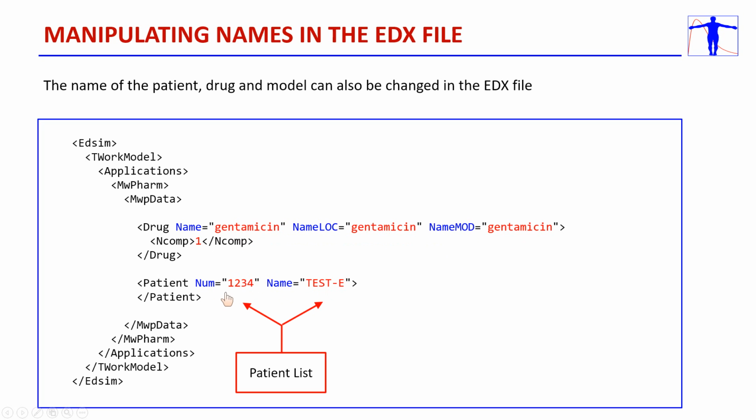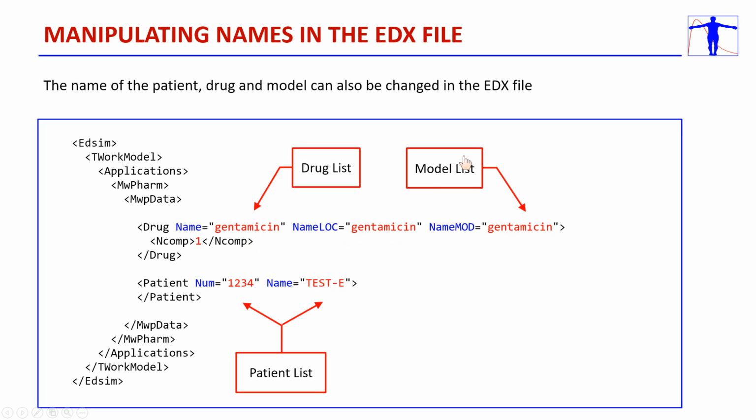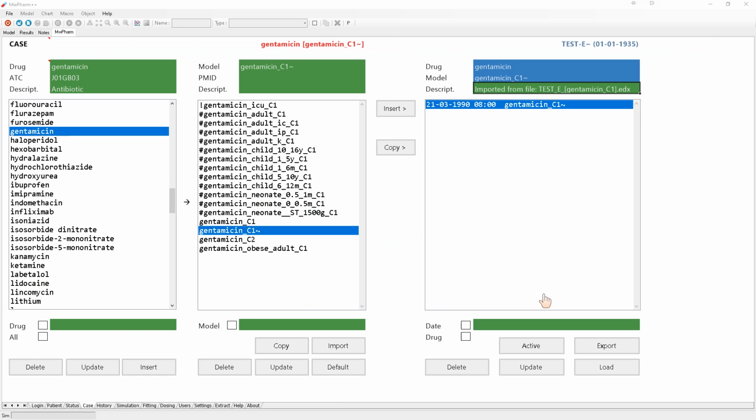These patient name and number appear in the patient list. The drug name appears in the drug list, and this name is used in the model list, but it's often appended with the number of compartments. So the name you see in the model list would be gentamicin C1. So let's see if we can modify the model name in order to prevent the overwriting of the existing population model.